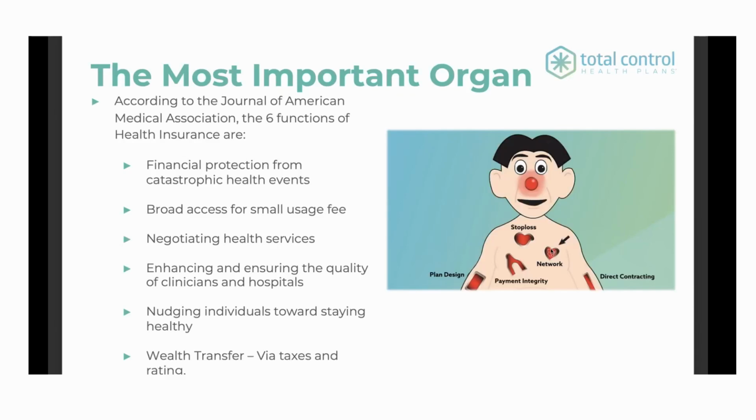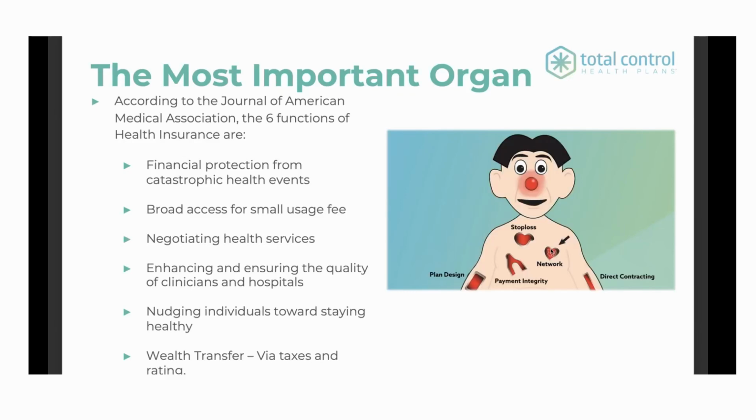If we take a look at the Journal of American Medical Association, they said there's 6 functions for health insurance. And they are financial protection from catastrophic events, broad access for a small fee, negotiating the price of health services, enhancing and ensuring the quality of both clinicians and hospitals, and then nudging individuals to stay healthy, and a wealth transfer. And the wealth transfer is referring to the ability for employees to pay for their health insurance on a pre-tax basis. That benefits the high-income earners more than it does low-income earners.